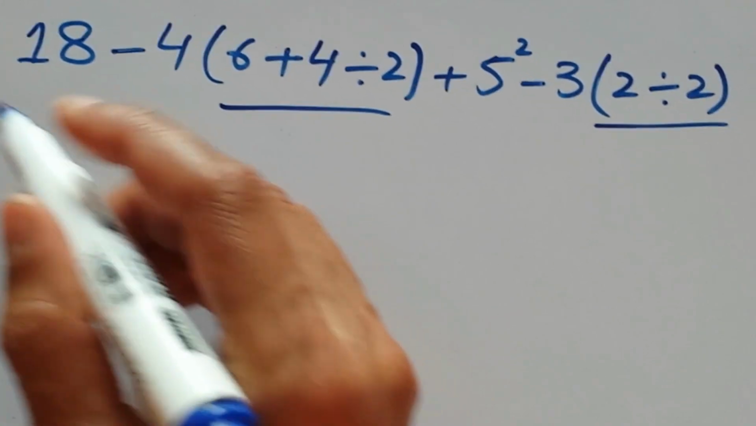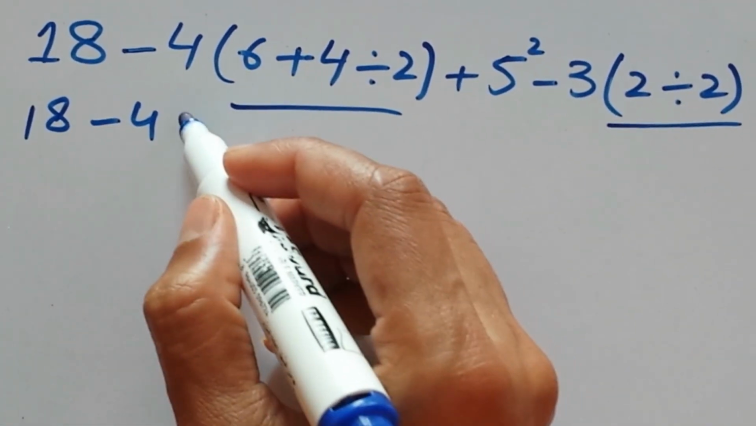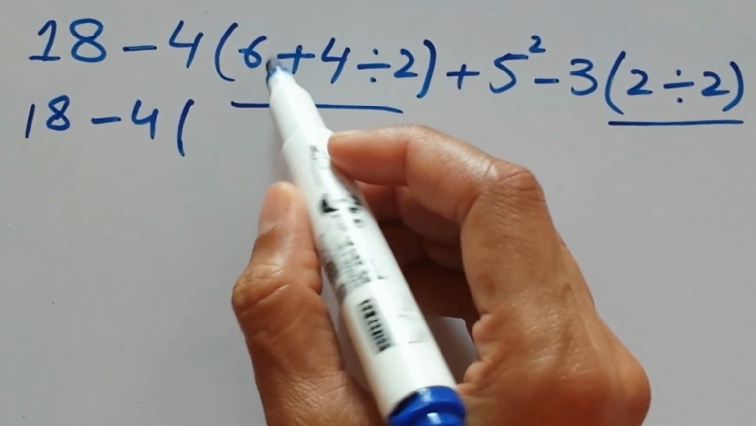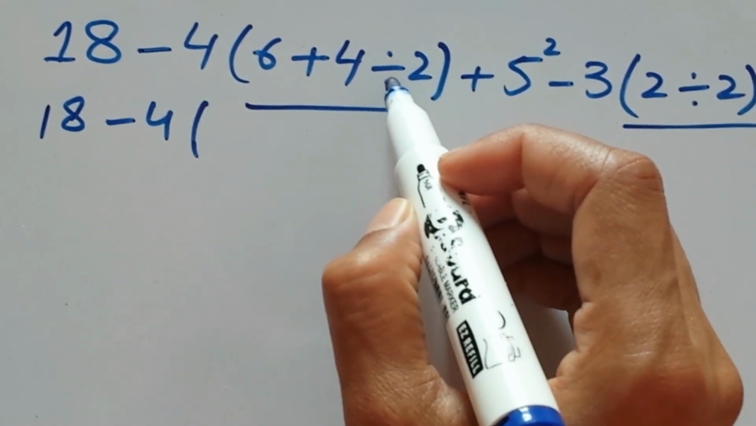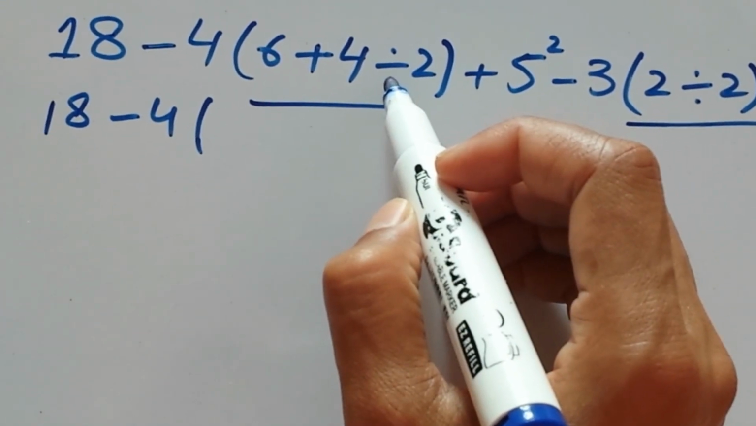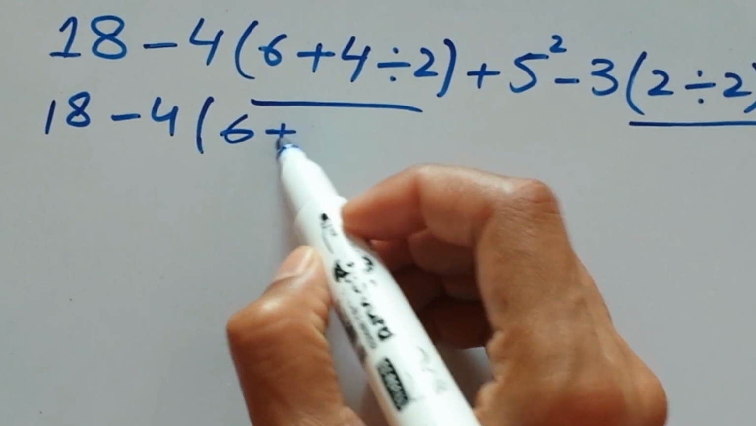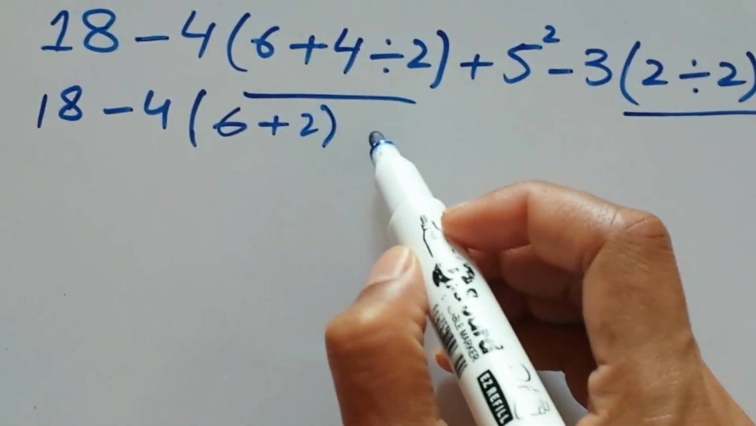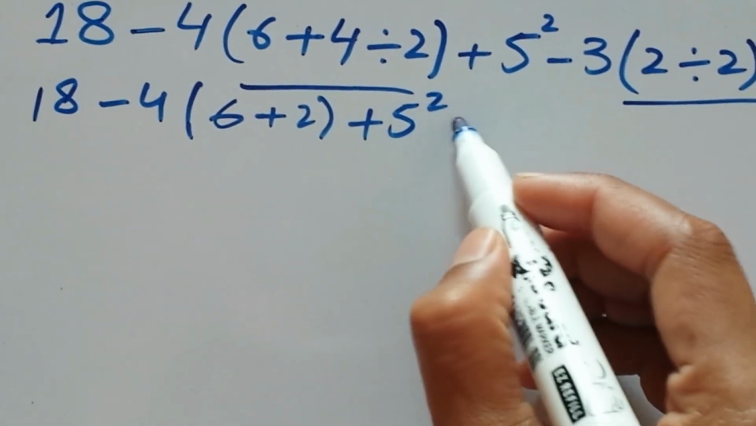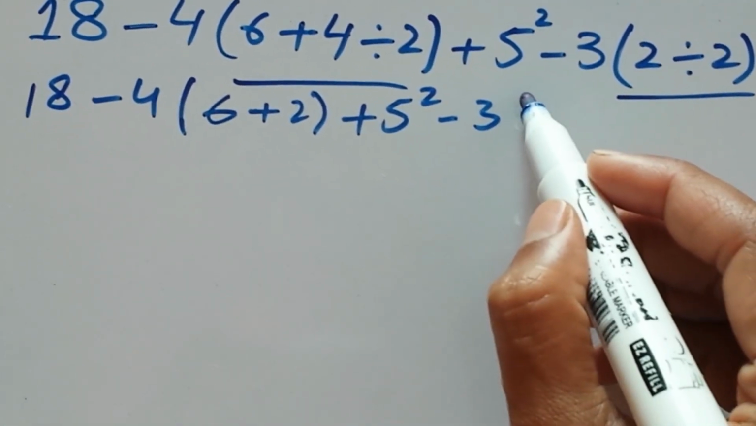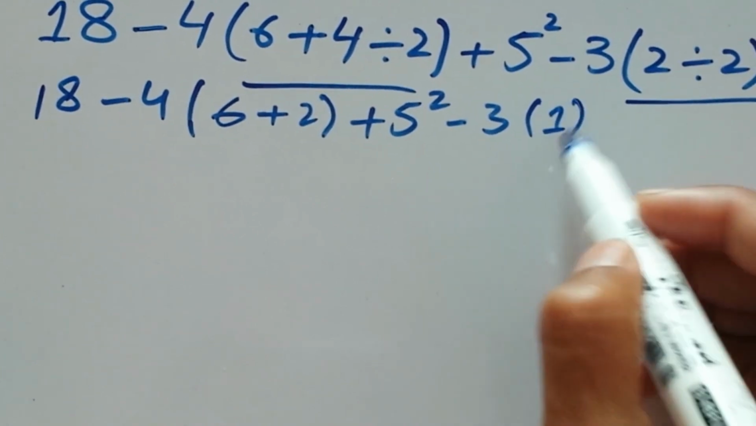So 18 minus 4 and 6 plus 4 divided by 2. So division first, right? So 6 plus 4 divided by 2 equals 2 plus 5 squared minus 3 and 2 divided by 2 equals 1.